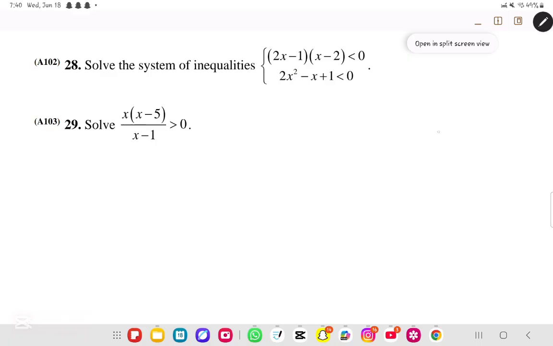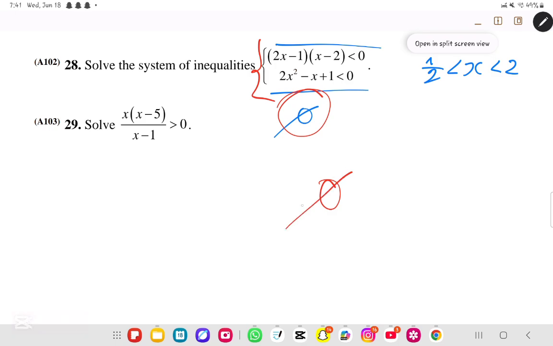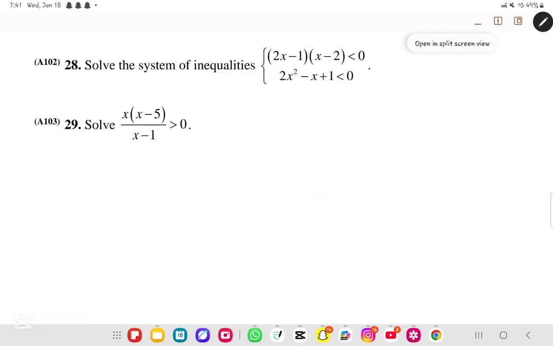However, we're not done, okay? We found that this has no solution set, and this has a solution set in between 1 over 2 and 2. So now they want something to satisfy both of these solutions. So definitely nothing satisfies both of the solutions, so you can just put that nothing satisfies both of the solutions. Okay, we'll move on to the next question, which is question number 29.